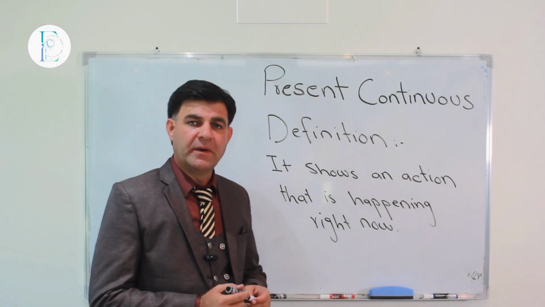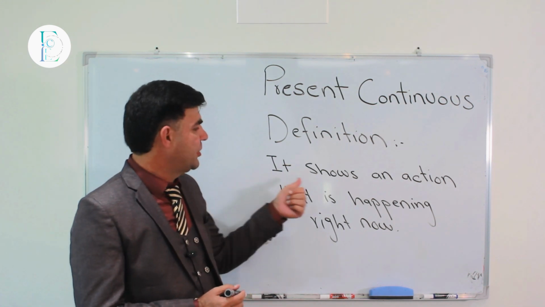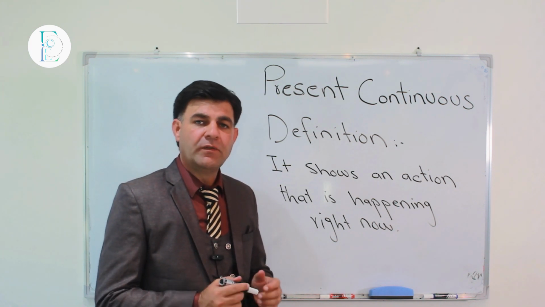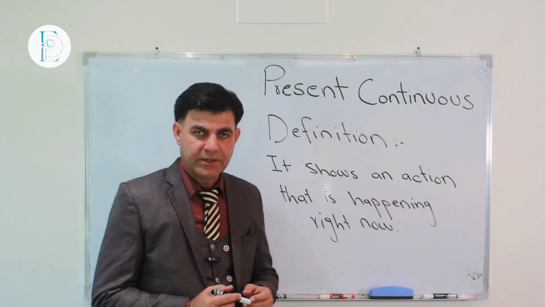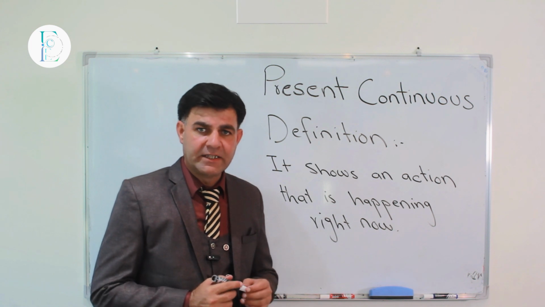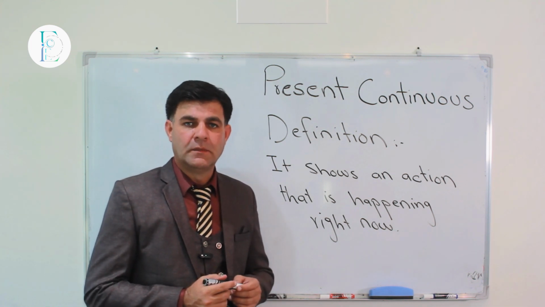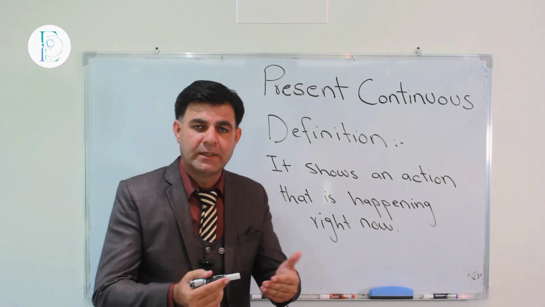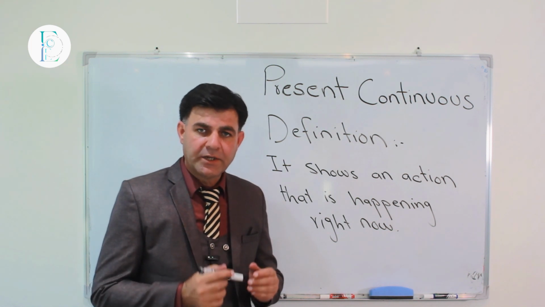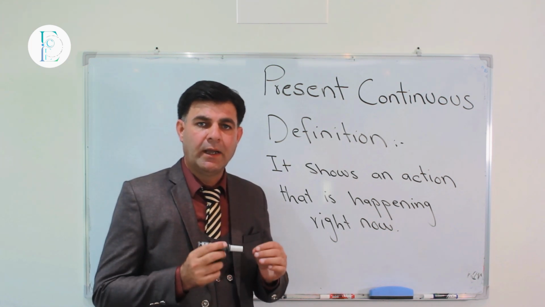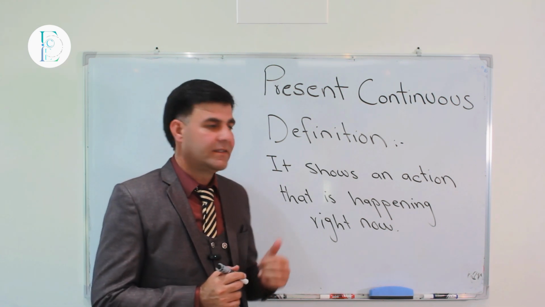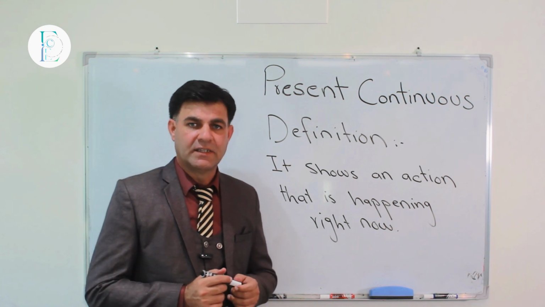The definition of present continuous tense. It shows an action that is happening right now. So we use present continuous tense for the action that is going on right now. Simply, when someone asks you, "What are you doing?" I am teaching you English. I am drinking water. The action that is going on right now at this moment. This is the definition of present continuous tense.